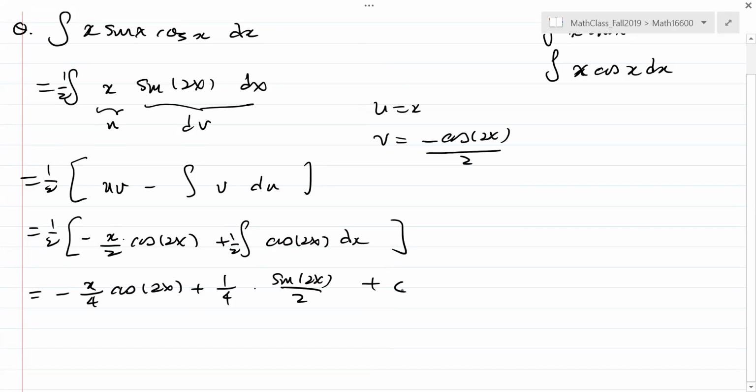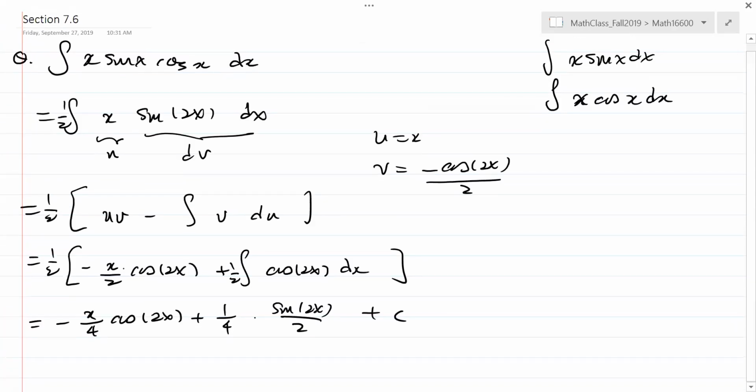So the idea is to modify the function a little bit, so you still get a similar type of integral like x times sine x or x times cosine x, with the integration by parts.